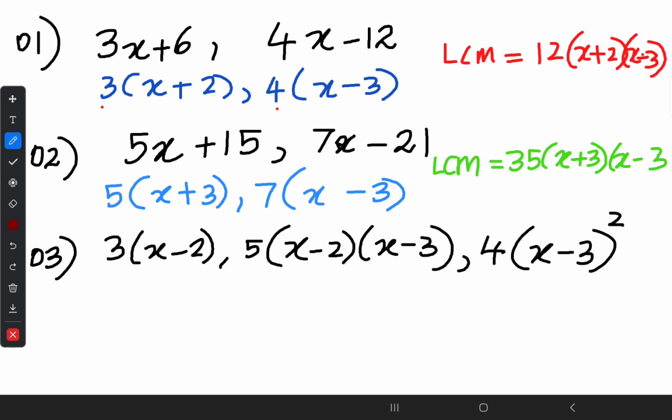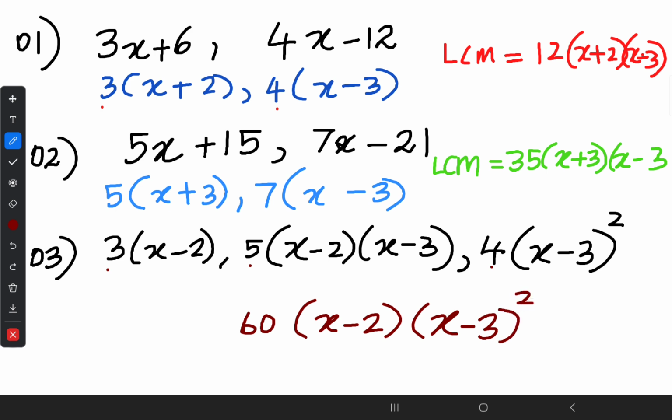And look at the last question. These are already factorized. Let's find the LCM for 3, 5 and 4. It would be 60. Then (x - 2) is the base. That is the highest power as well. There is no square or cubic form. And (x - 3) has a square one. So that is the highest one. So these are the correct answers for your questions.